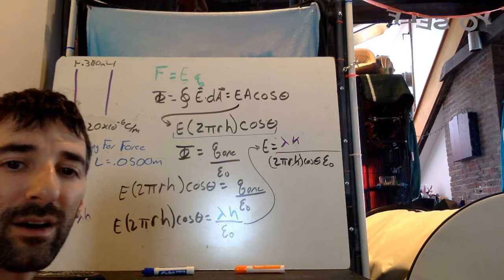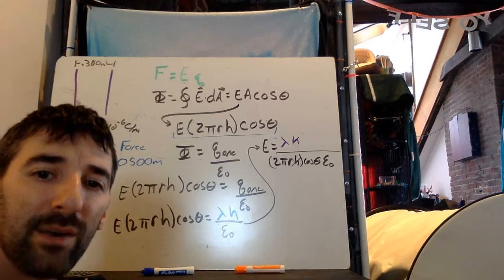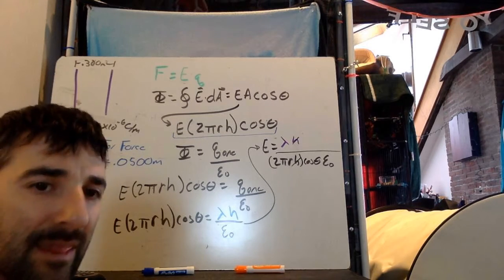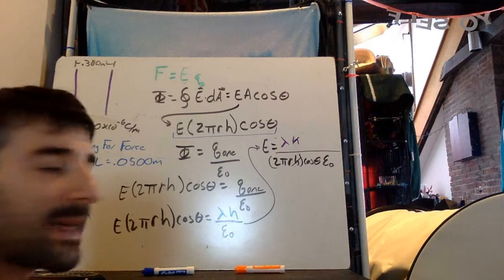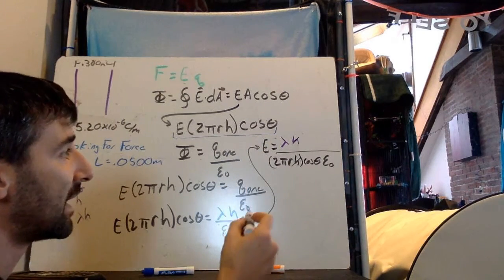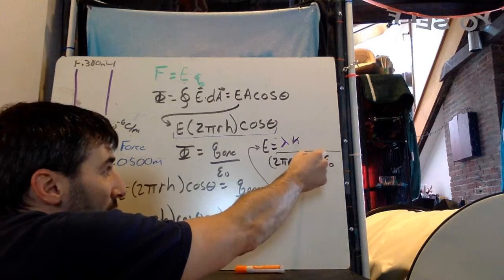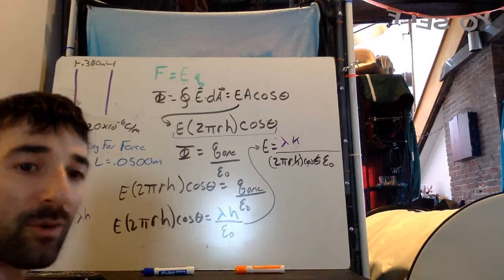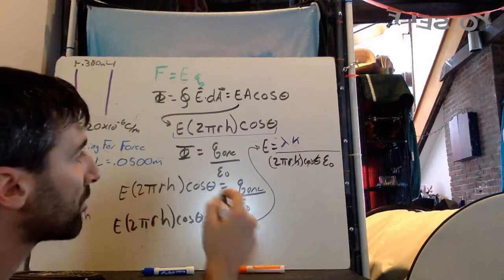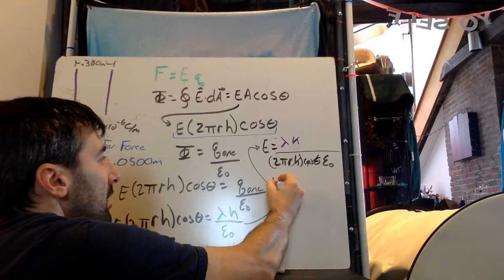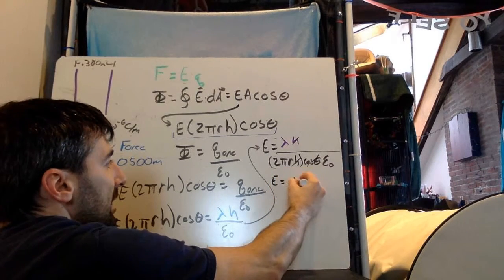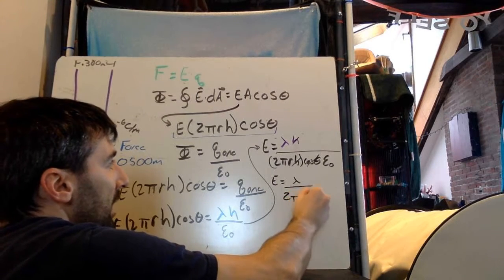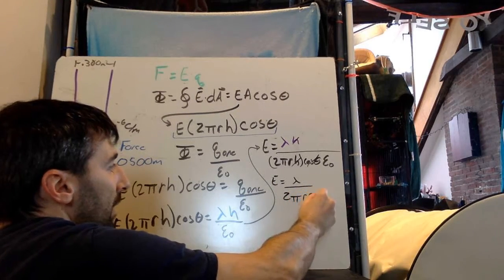What is going on with that cosine theta? Cosine theta is going to be my maximum, right? That cosine theta is cosine of 0, which is 1. So really, I'm dropping that out of my equation because I'm looking for that maximum force. Again, they're parallel. So now I'm left with my electric field of just lambda divided by 2 pi r epsilon 0.